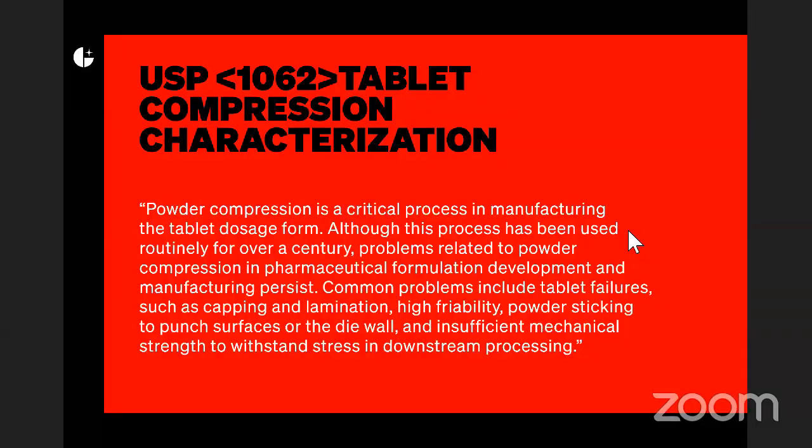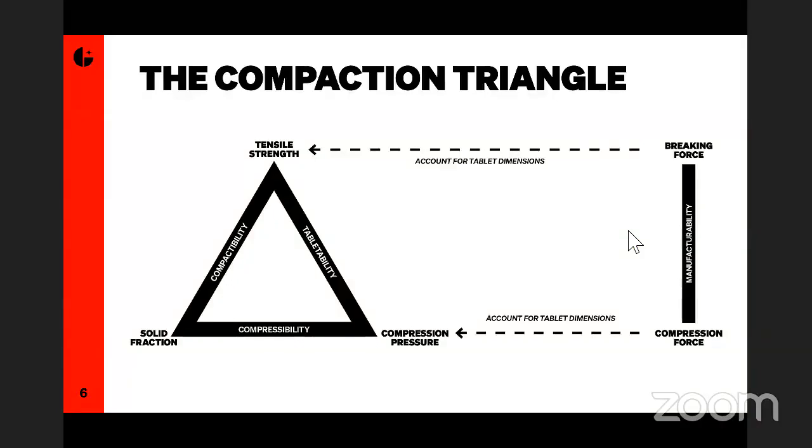So USP 1062, this was published in order to try and give guidance on how you should be analyzing compaction and how you should be characterizing compaction. And the quote here essentially says that we have been making tablets for over 100 years, and we are still seeing the same problems we always have. We're still having capping and lamination issues, low tablet hardness issues, and so on. In fact, we have a book here in our office that was published in 1906 that describes the same problems. So this chapter was published with guidance on how we can finally overcome these issues in tableting.